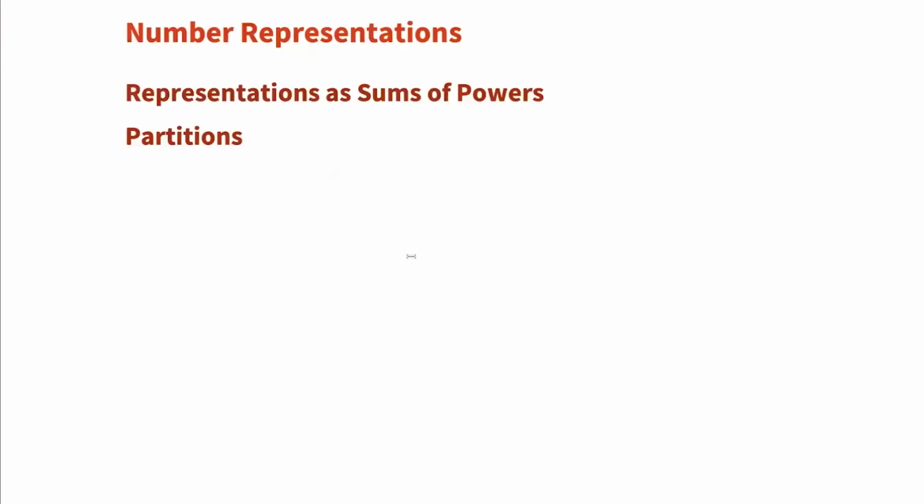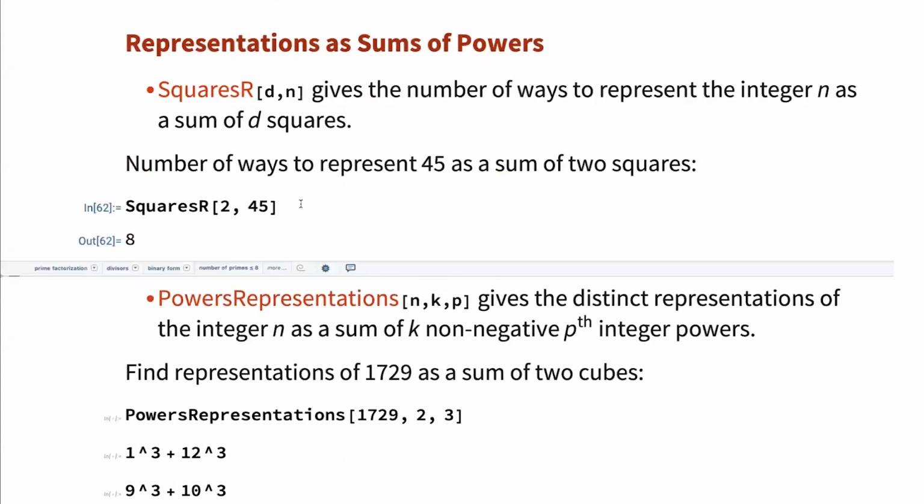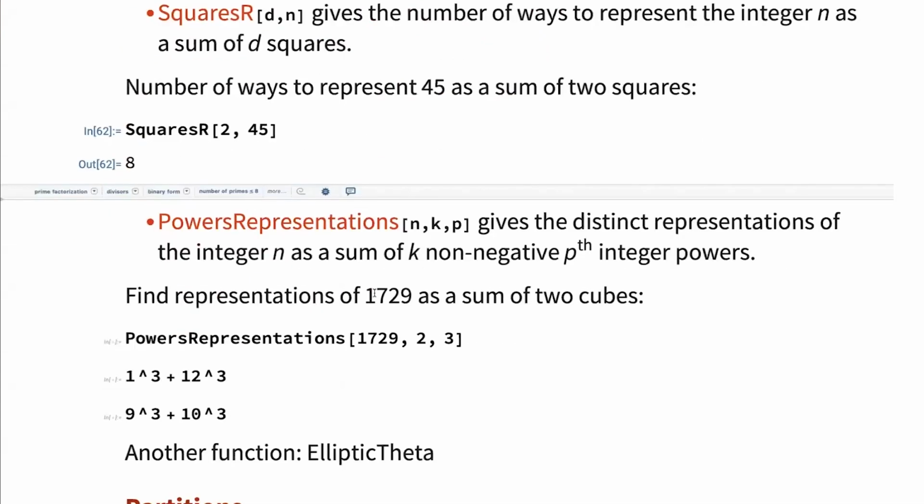Okay, number representations. So representations as a sum of powers. Here the functions are SquaresR, which gives the number of ways to represent the integer n as the sum of d squares. For example, the number of ways to represent 45 as the sum of 2 squares. That is 8.